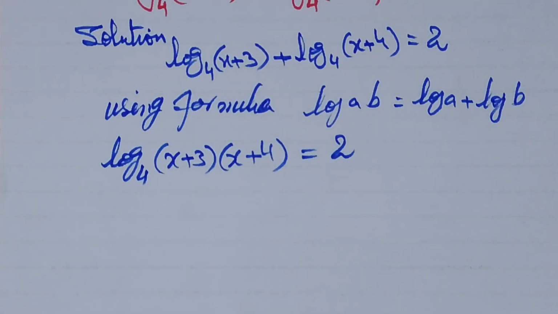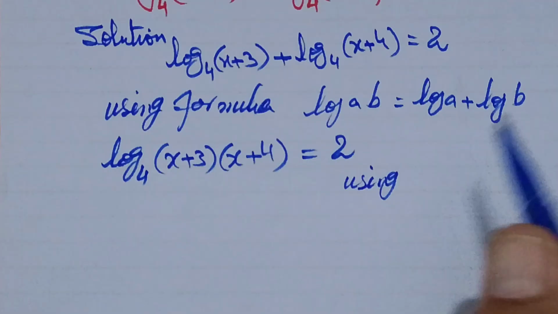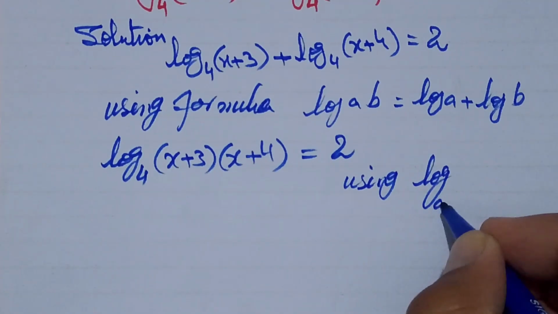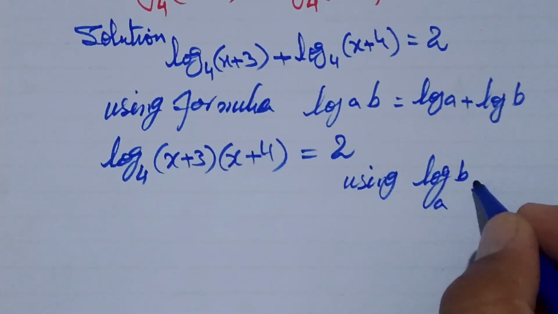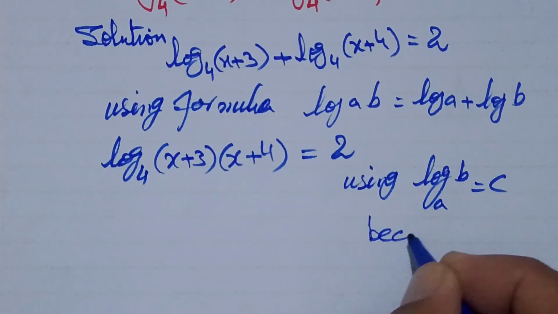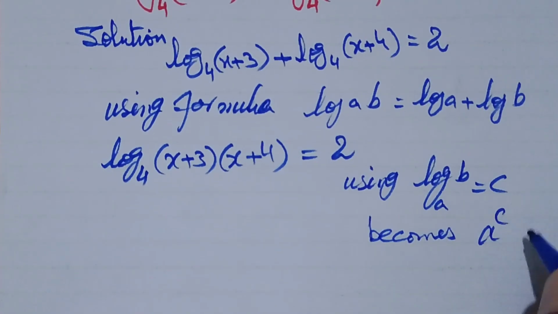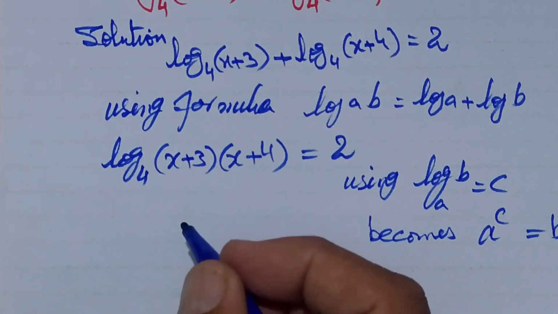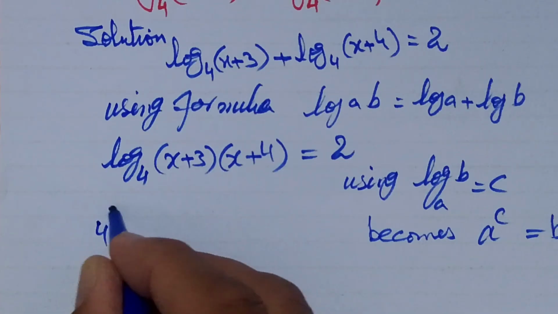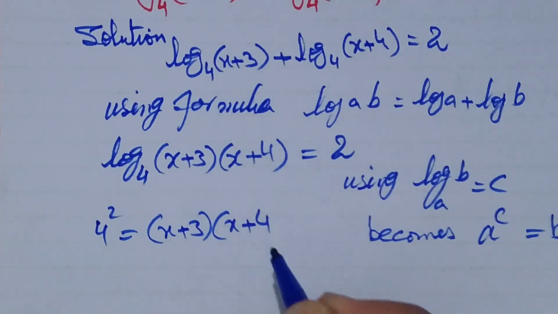Now changing into exponential form using log base a of b is equal to c, which becomes a raised to the power c is equal to b. Now using this formula, 4 square is equal to (x + 3)(x + 4).